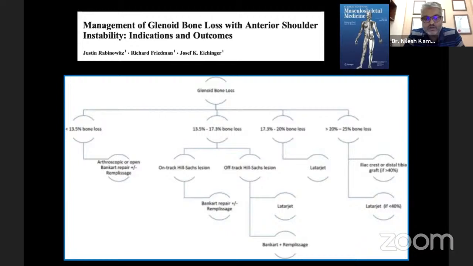If the Hill-Sachs is on track, I'll do a Bankart with a remplissage. If it is off-track, that's when I would do a remplissage, sorry. If it is on track, I would just do a Bankart repair. When it is more than 20%, I'm already biased towards the Latarjet. 25 to 40%, I would think about a Latarjet. If it's more than 40%, that's when I would probably think about an iliac crest or an Eden-Hybinette type of procedure.